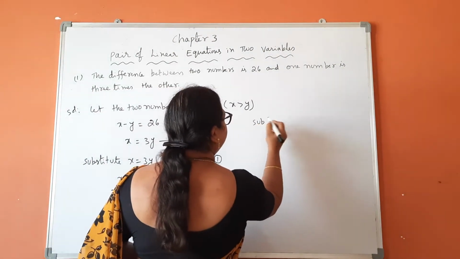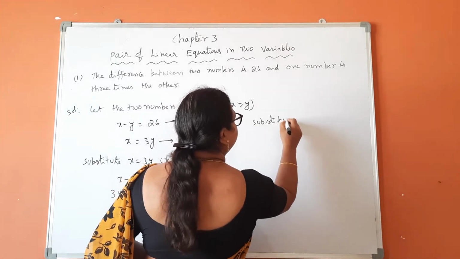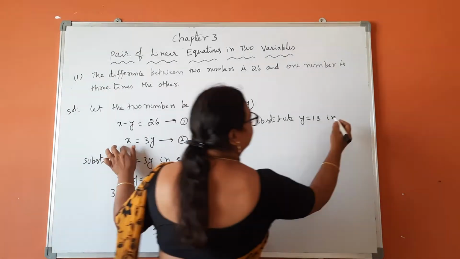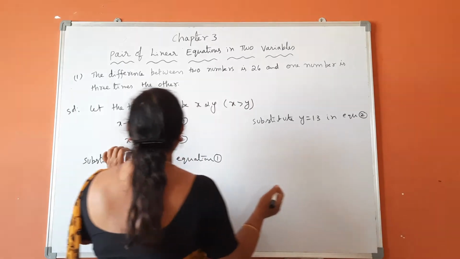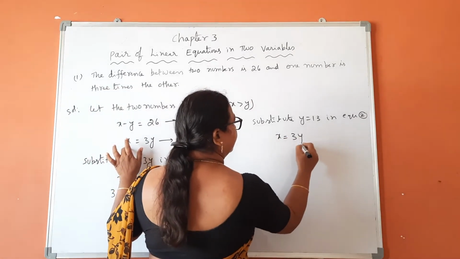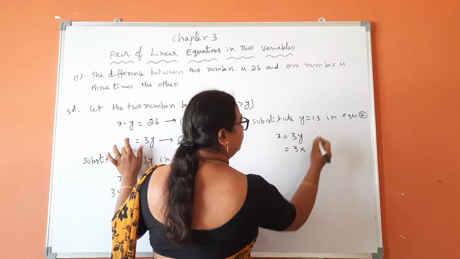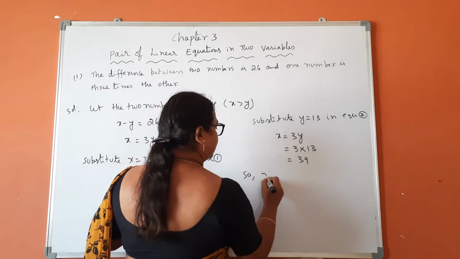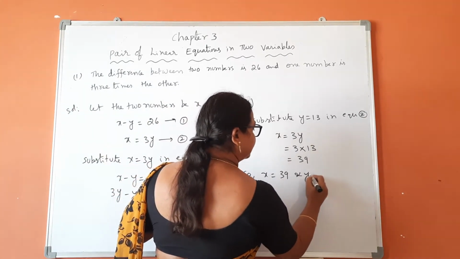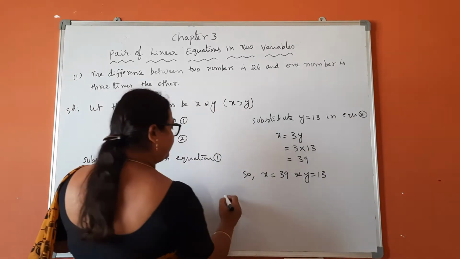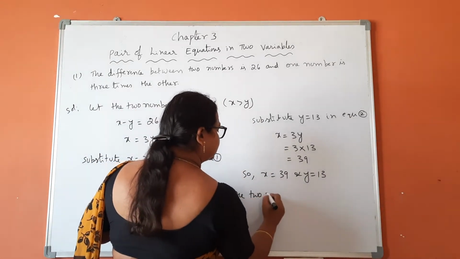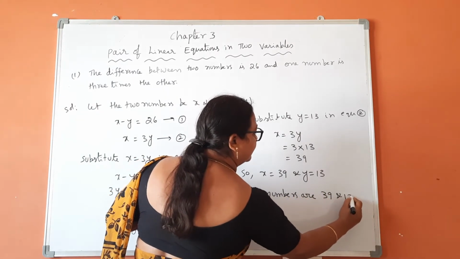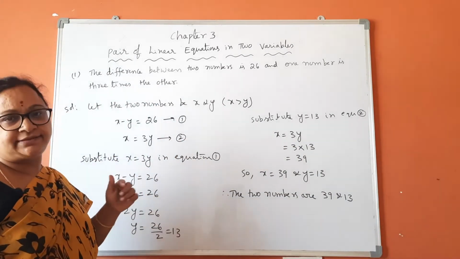Now we substitute the y value, substitute y is equal to 13 in equation 2. x is equal to 3y. So x is equal to 3 into 13. 3 13s are 39. So x is equal to 39 and y is equal to 13. Therefore, the two numbers are 39 and 13.